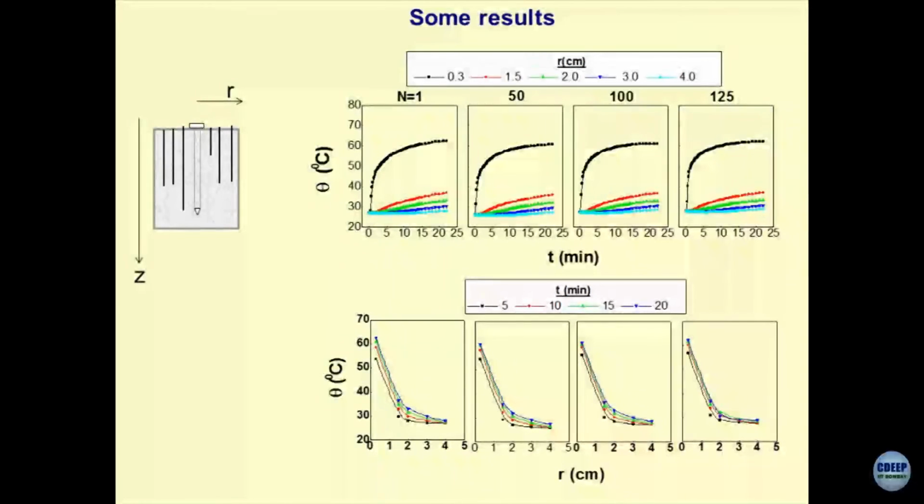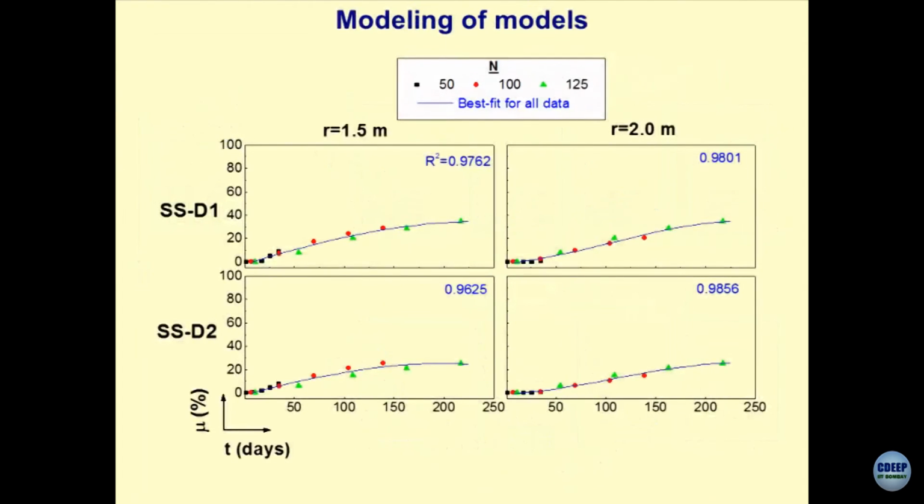An easy way to read this would be, at a certain distance from the thermal probe, the temperature rises maximum. As the radial distance increases, the thermal change in the sample becomes less. This is the modeling of models for different n values.